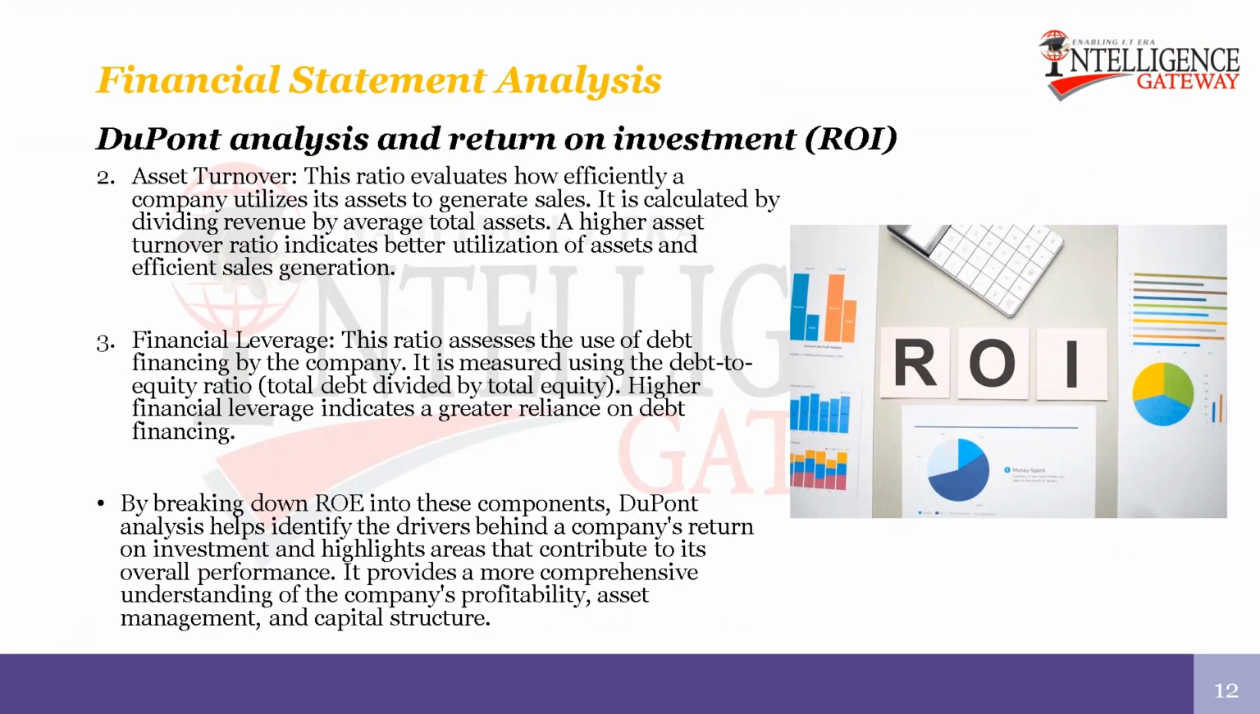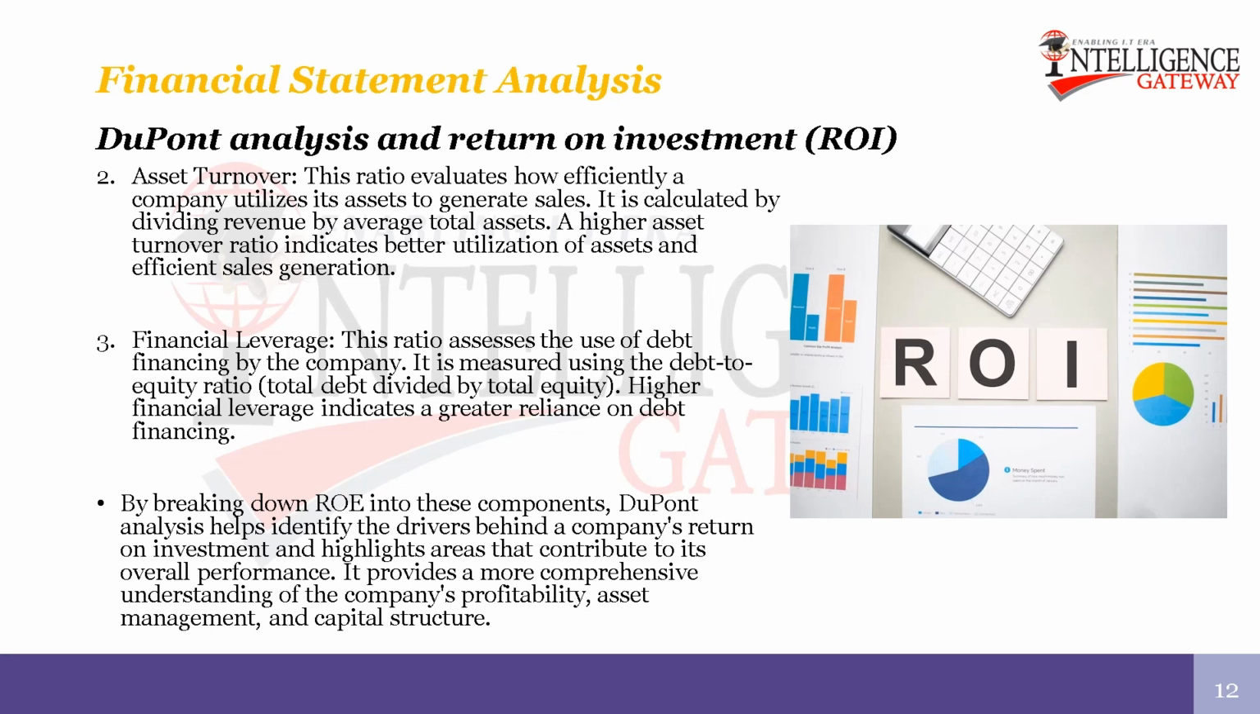Asset turnover. This ratio evaluates how efficiently a company utilizes its assets to generate sales. It is calculated by dividing revenue by average total assets. A higher asset turnover ratio indicates better utilization of assets and efficient sales generation.